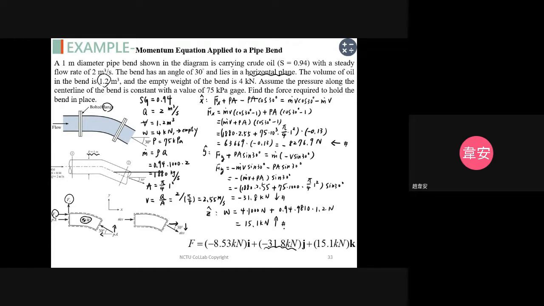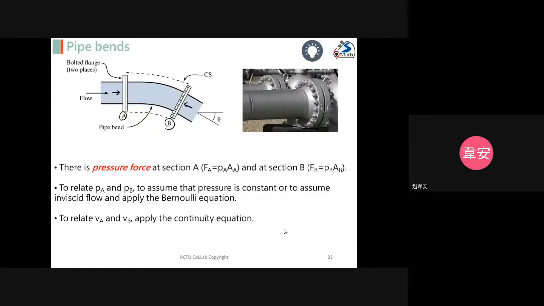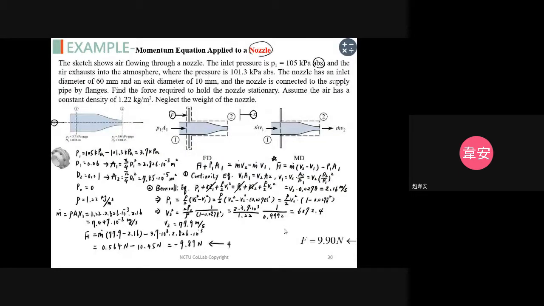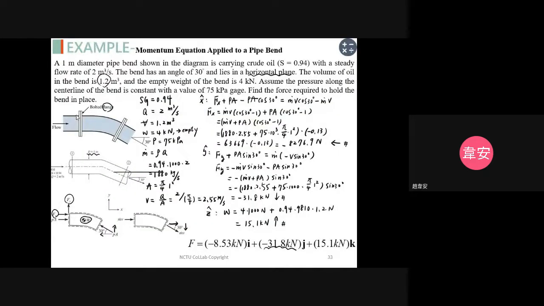Okay, so this is the final exercise today, and the difference compared with the pipe bend to the nozzle: the pipe bend has pressure force on both sides, but the nozzle only has pressure force on one side. It is very important for the analysis of the nozzle and the pipe bend.